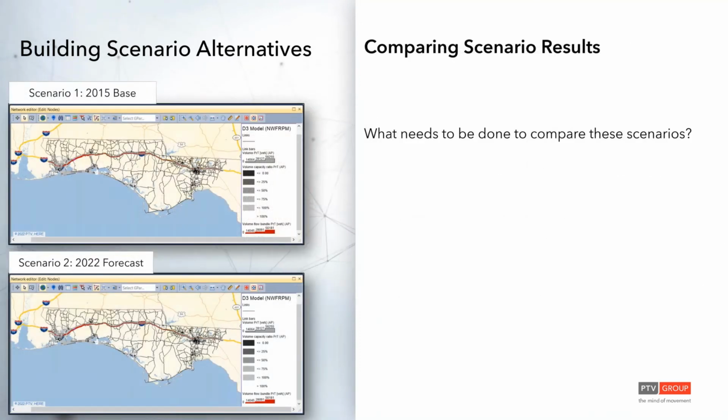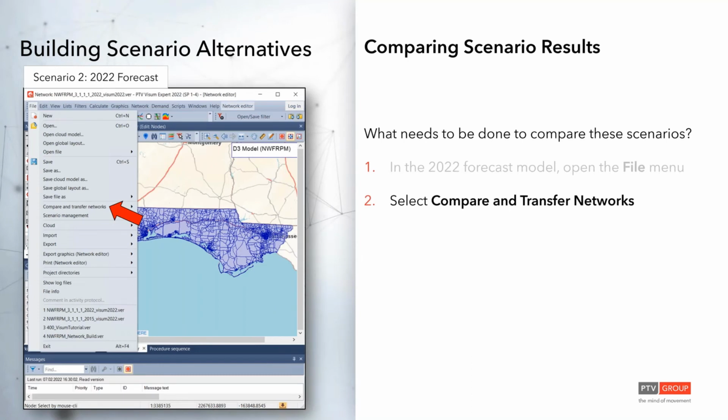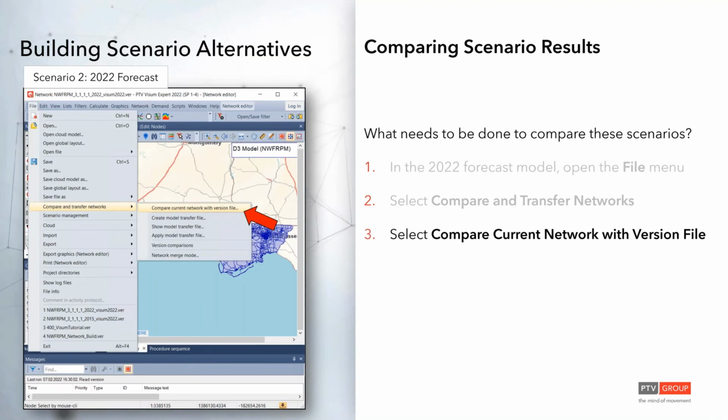All right, so what we're going to do, and this says 2022, but we're going to use the 2045 model. We're going to go into the File menu, and in the Compare and Transfer Networks option, there are a few different ways we can do it. You can do version comparisons, and that will create a tracking file. You can also just do it directly, all in your RAM memory, so it won't create an external file, but you can import the data from one model into the next.